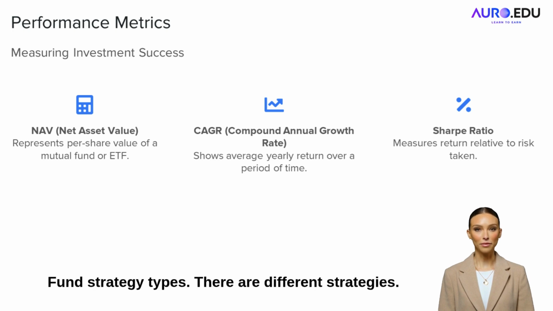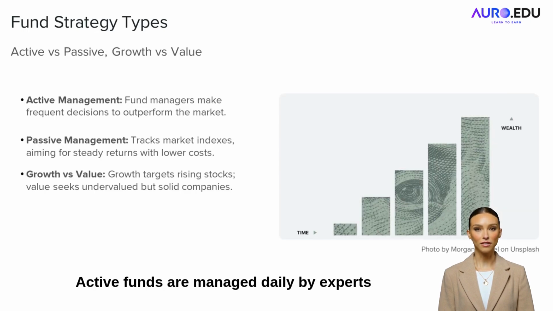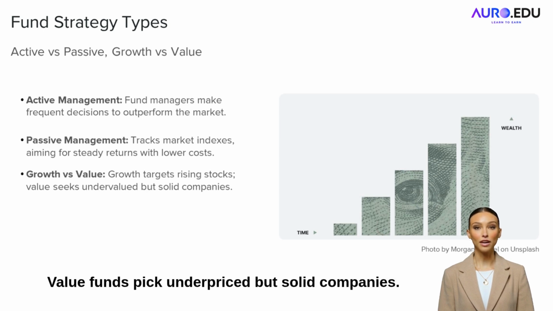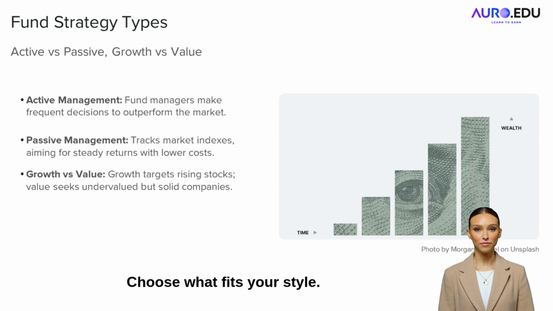Fund strategy types. There are different strategies. Active funds are managed daily by experts to beat the market. Passive funds just follow a market index like the S&P 500. Growth funds pick rising stars. Value funds pick underpriced but solid companies. Choose what fits your style.